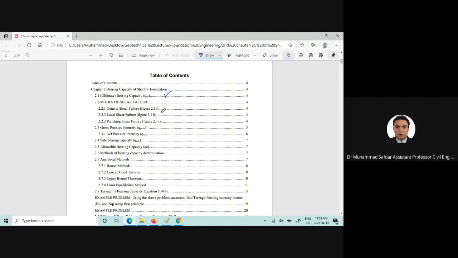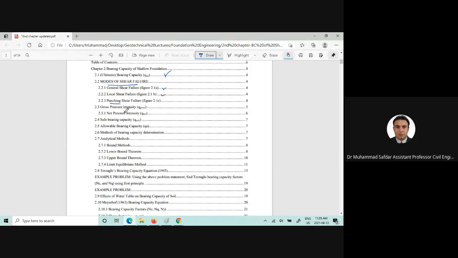Then the modes of shear failure, that is, how a shallow foundation will exert pressure onto the soil and how the soil will behave. That behavior is known as the modes of shear failure. There are 3 different modes of shear failure: the general shear failure, local shear failure, and the punching shear failure.